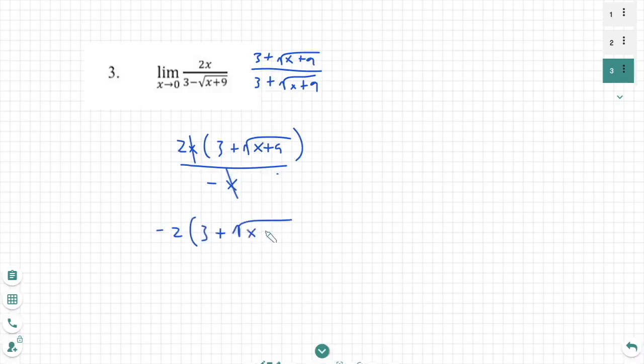And then you can plug in the 0, and you get 9. And in the parentheses, you get 6 multiplied by negative 2, which is just negative 12. Right.